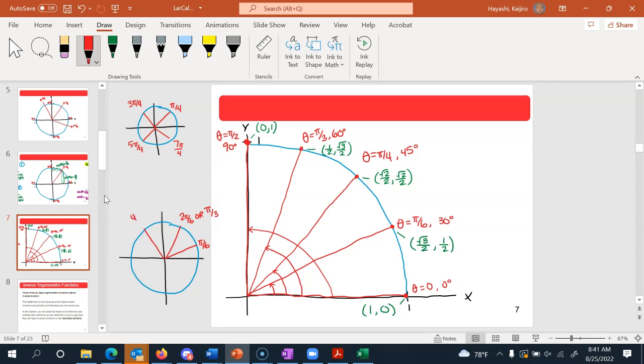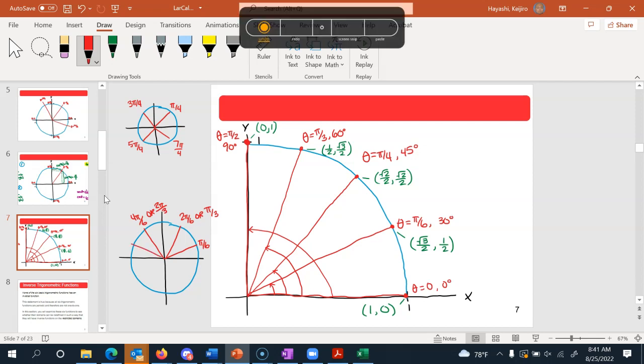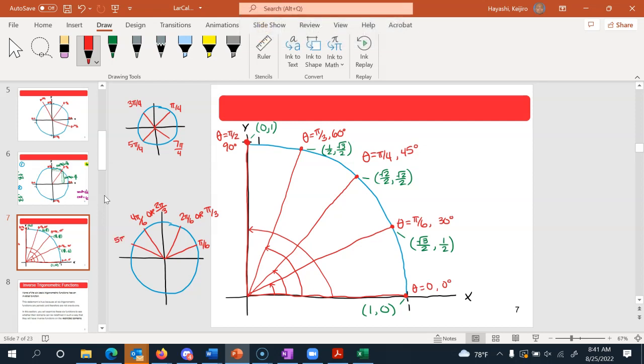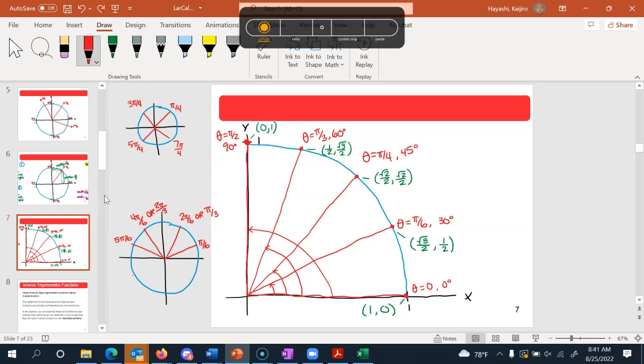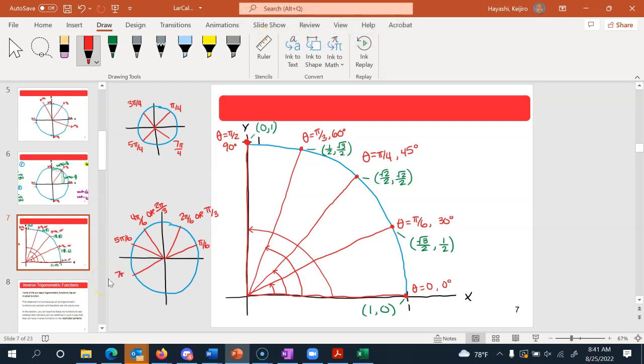Doing that again would be 4 pi over 6, but that simplifies to 2 pi over 3. And doing that again results in 5 pi over 6. Which makes sense because another pi over 6 would give you 6 pi over 6, which simplifies to pi. Doing that again would give you 7 pi over 6. Another time would give you 8 pi over 6, but that simplifies to 4 pi over 3.